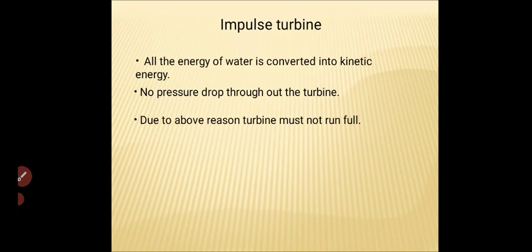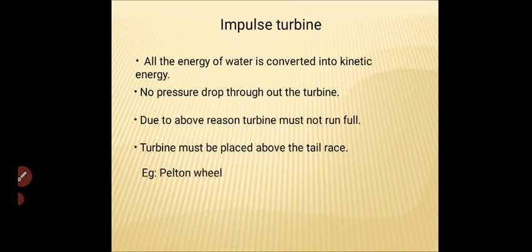There is no pressure drop throughout the turbine. Due to the above reason, the turbine must not run full of water. The turbine must be placed above the tail race. The example of impulse turbine is the Pelton wheel.